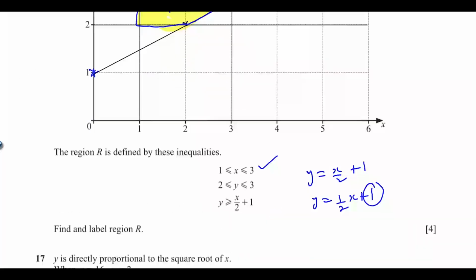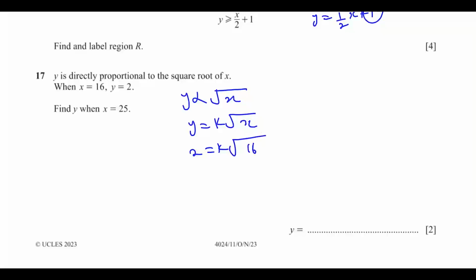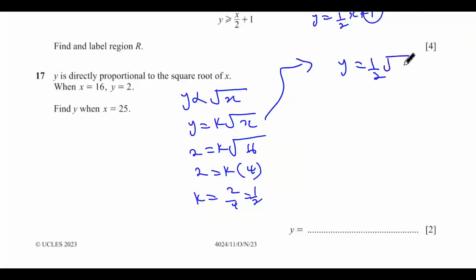So let's go to the next question, question 17. y is directly proportional to the square root of x. That is, you have y proportional to square root of x. So it means y equals k root x. When x equals 16, y equals 2. So you have 2 equals k root 16, so 2 equals k into 4. Then k equals 2 over 4, which is 1 over 2. That means the equation will change to y equals 1 over 2 root x.